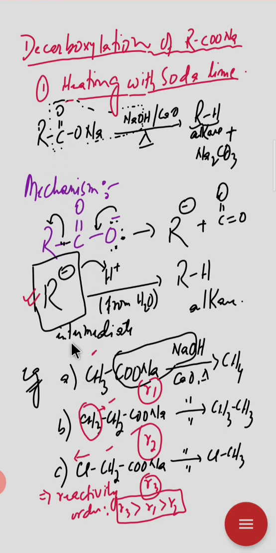Okay, so in the next video I'll explain the mechanism of another decarboxylation reaction, which is called Kolbe's electrolysis, in which also alkane is formed as the product, but the reaction is different. So for today, let me complete this video.